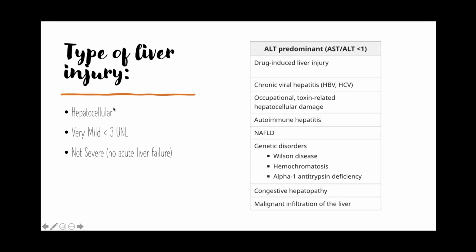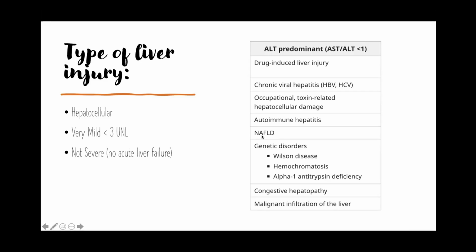Okay. So as you mentioned, it's hepatocellular, very mild and not severe. In such cases, we need to consider drug-induced liver injury, as you mentioned, and chronic viral hepatitis, which is negative. Occupational, he's a post officer, not exposed to any toxins. Autoimmune hepatitis, given his age, no family history of autoimmune disease, normal LFTs before, and the timing of his abnormal LFTs after 6 months of statin make it a little bit questionable.